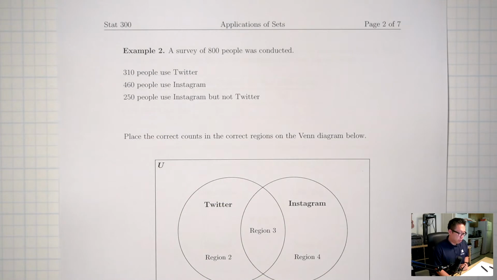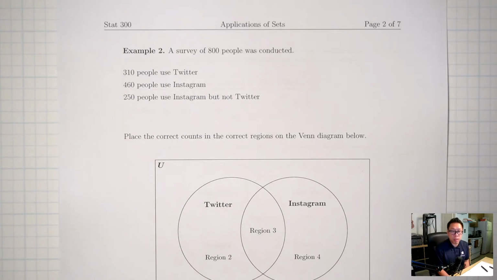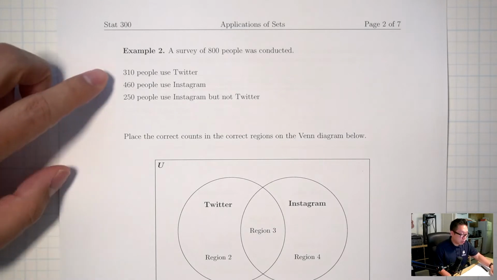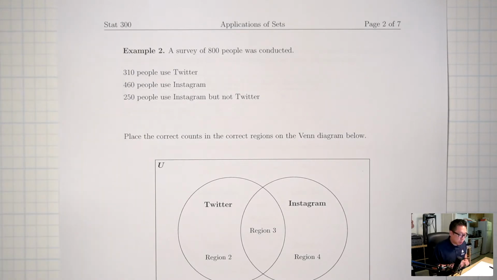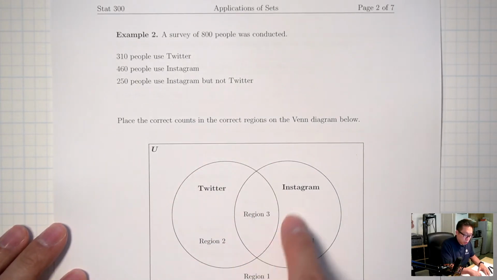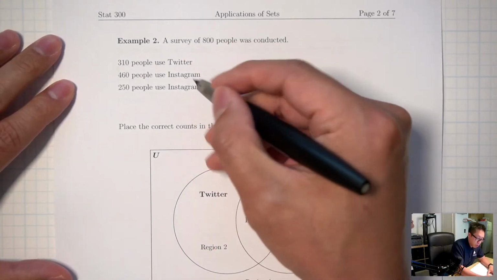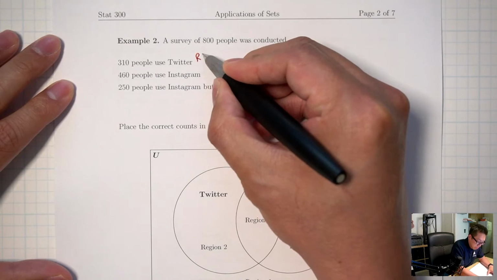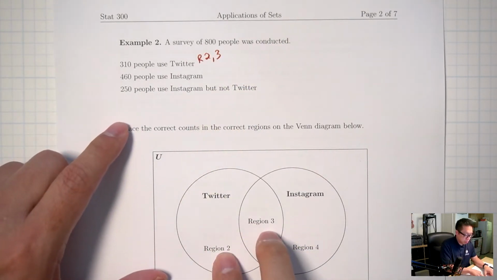Example 2. We have a survey of 800 people. 310 use Twitter, 460 use Instagram, and 250 use Instagram, but not Twitter. So just like in example 1, I'm going to go through and figure out which region each clue is talking about. Okay, first clue here, 310 people use Twitter. So what regions are inside of Twitter? 2 and 3. So the first clue is represented by regions 2 and 3. In other words, 2 and 3 together should add up to 310.